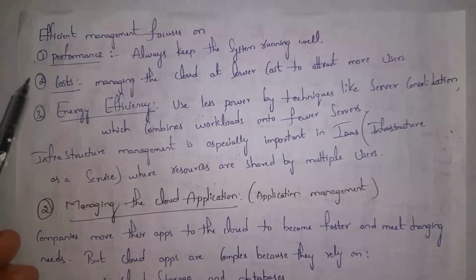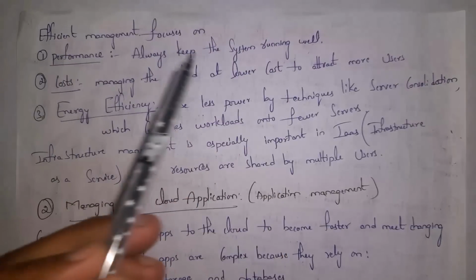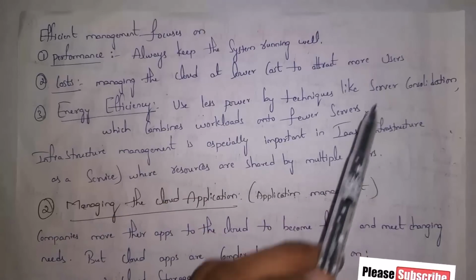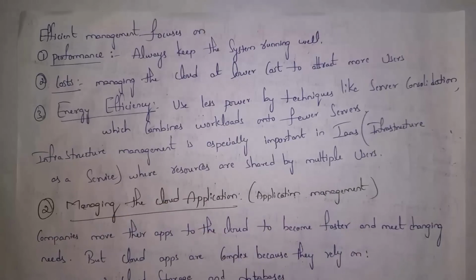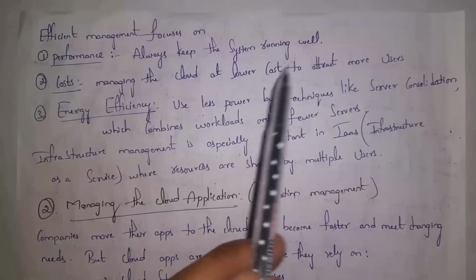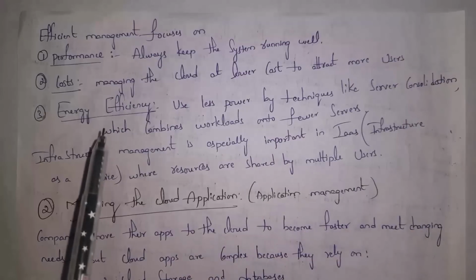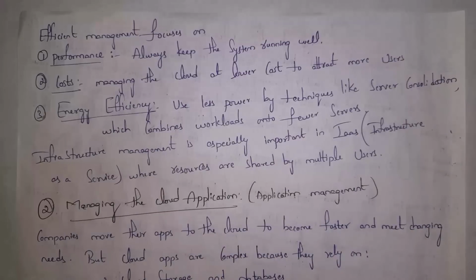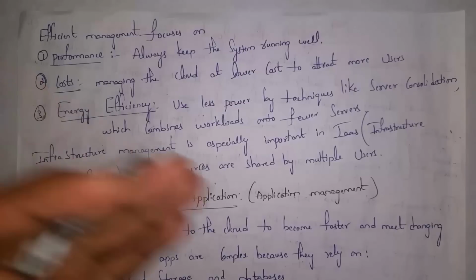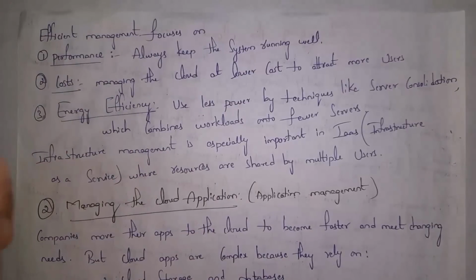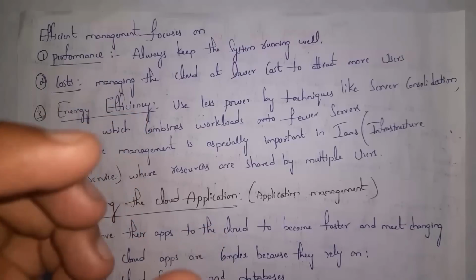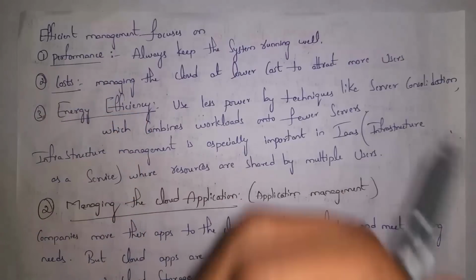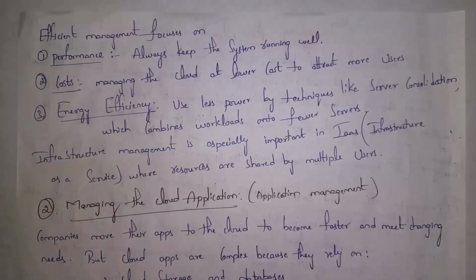And second one is cost. Managing the cloud at low cost to attract more users. Guys, if cloud is less cost, then many users will use cloud. And third one is energy efficient. Use less power by techniques like server consolidation, which combines workloads onto few servers. Guys, we will not use all servers in cloud. So we can work with only fewer servers and we can turn off remaining servers. This is server consolidation. This technique will use less power.